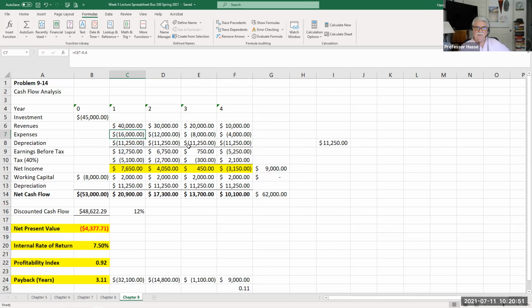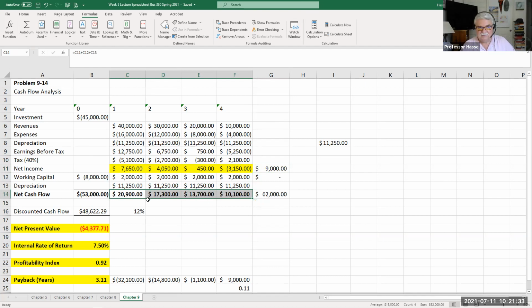So notice what I've done. I've made the expenses being deducted. So there's our earnings before taxes. And notice in year 4, we're losing money. Then our tax rate. And notice in year 4, since we lost money, we get a tax refund. So here's our net income. We end up making quite a bit less than my original because I did an absent-minded professor goof and forgot to put the expenses and depreciation in as negatives because they're money going out. So not $9,000 of net income. Working capital stays the same. Depreciation stays the same. And now we have our net cash flows as being $62,000.